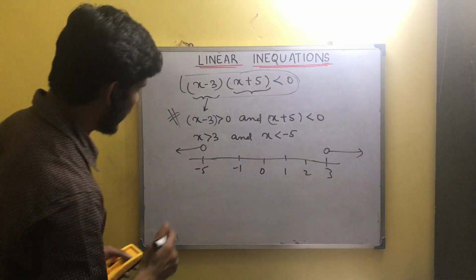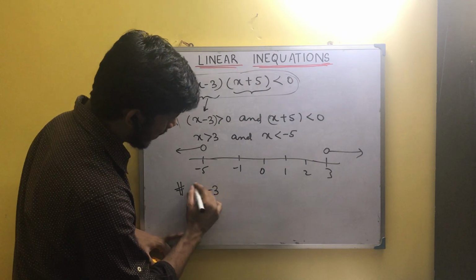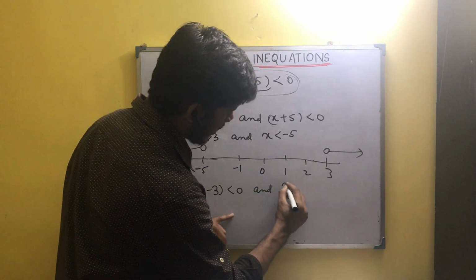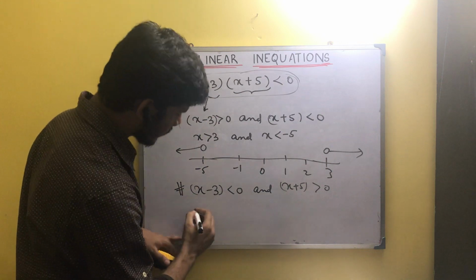So our next possible case could be, now suppose x minus 3 can also be negative, and if x minus 3 is negative, then x plus 5 must be positive, isn't it?